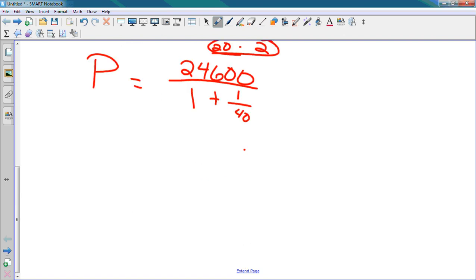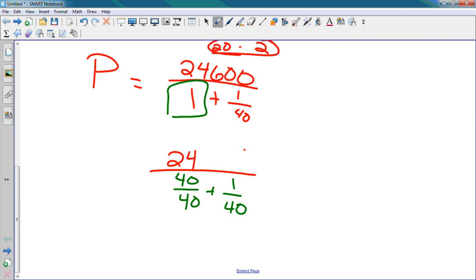Now what? One plus 1/40. Okay, how do I do that? 1 and 1/40, right now I want an improper fraction. Well, how do you write 1 as a fraction? 1 over 1. How do you write it with a denominator of 40 so that I can add the numerators? 40 over 40, isn't it? Yeah, so I'm going to change this 1 to 40 over 40. So I have 40 over 40 plus 1 over 40, and I still have over 24,600.